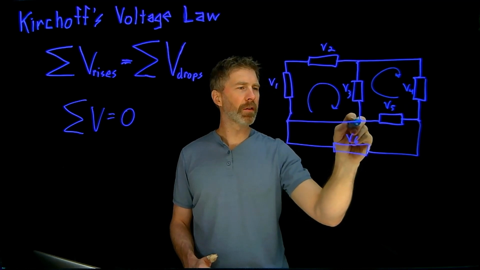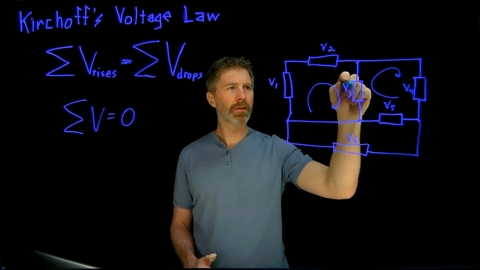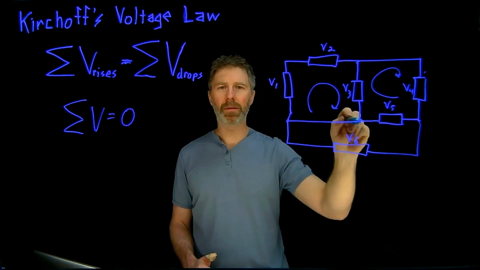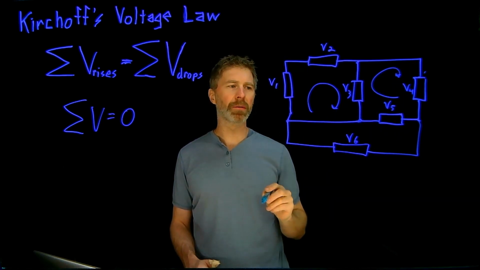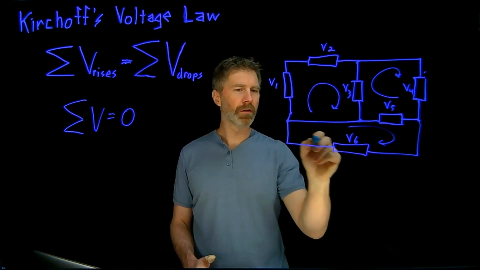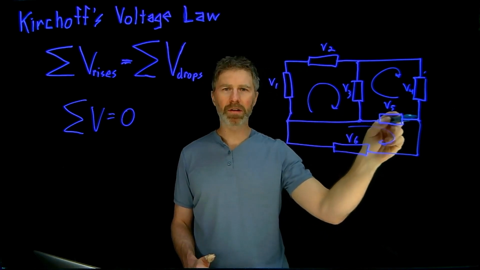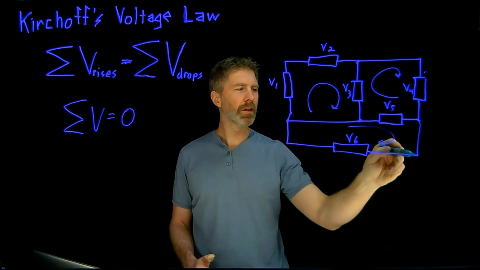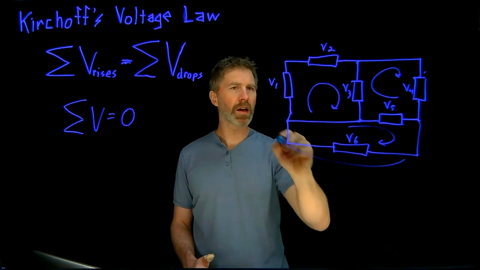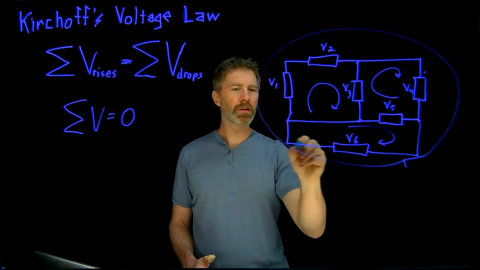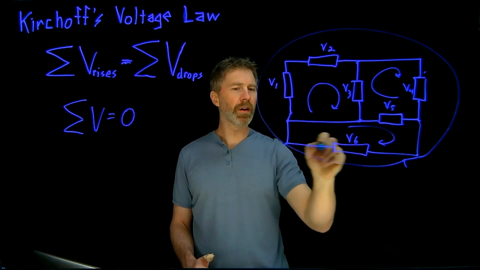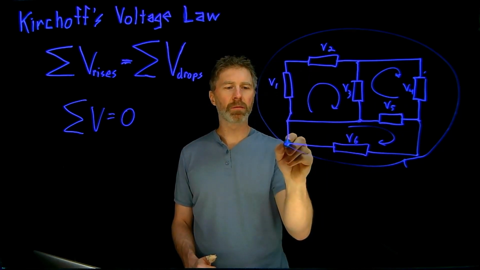So maybe I would start at this point, go through V3, add V3, V4, and V5, and I'm back to the beginning, so the sum of those voltages has to be 0. Same thing in this loop. Maybe I'll start at this point, V6 plus V5, or maybe it's minus V5, depending on which way the polarity is defined, brings me back to 0. It doesn't have to be an inner loop, it could be this outer loop here. So if I start at this point here, I've got V1, V2, V4, and V6. Add those together, and that should bring me back to 0.